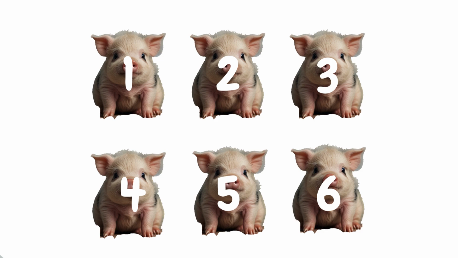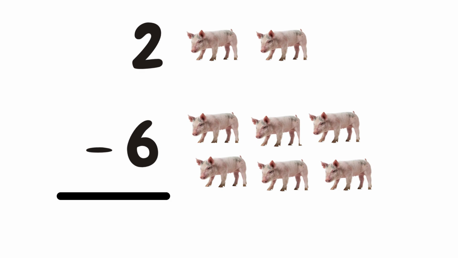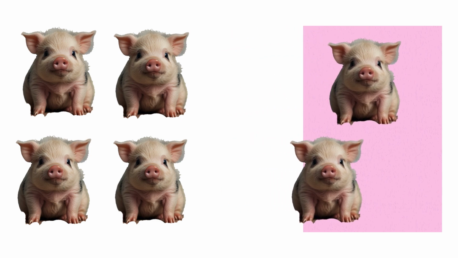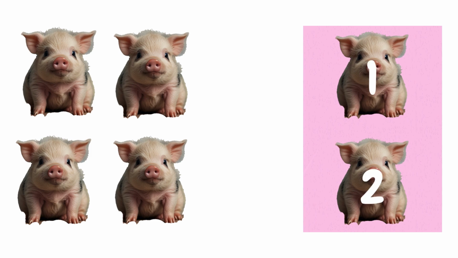Okay, so in front of you, you see 1, 2, 3, 4, 5, and 6 little piggies. All right, we have 6 pigs. And we're going to remove 2 pigs. So we're going to grab 2 pigs and we're going to put them on the pink side. So here we go. And we've removed 1 pig and another pig. So we have 2 pigs on the pink strip.